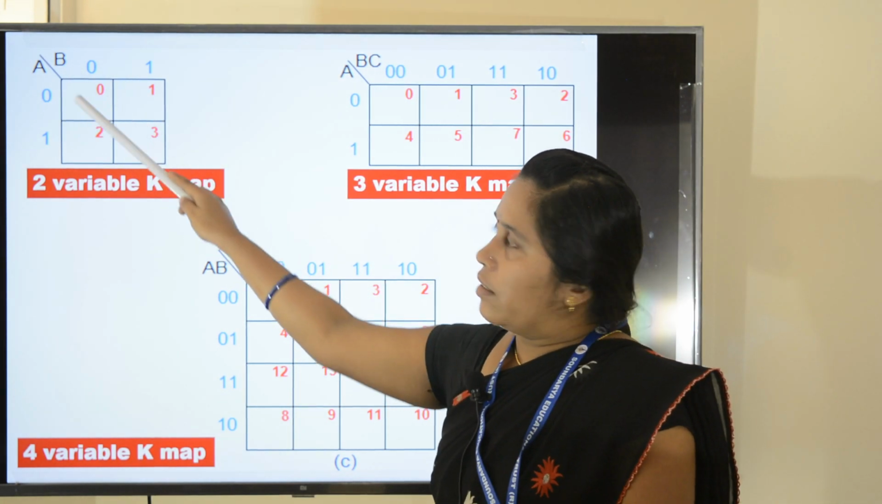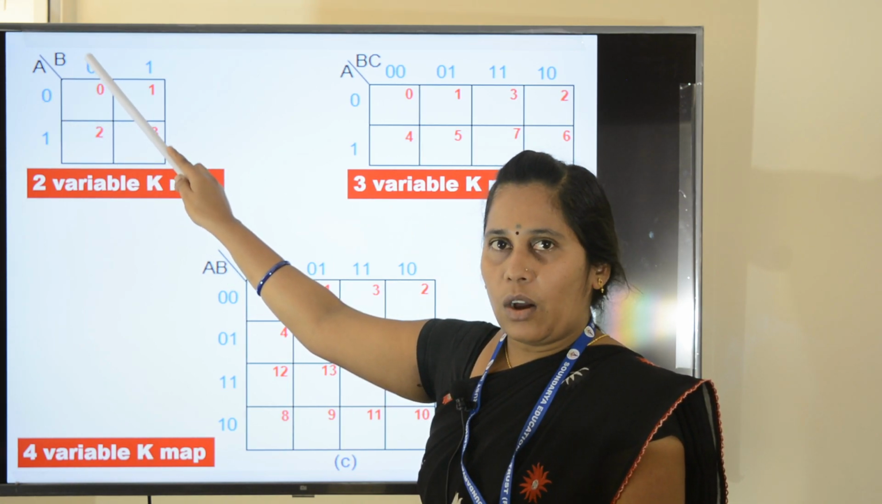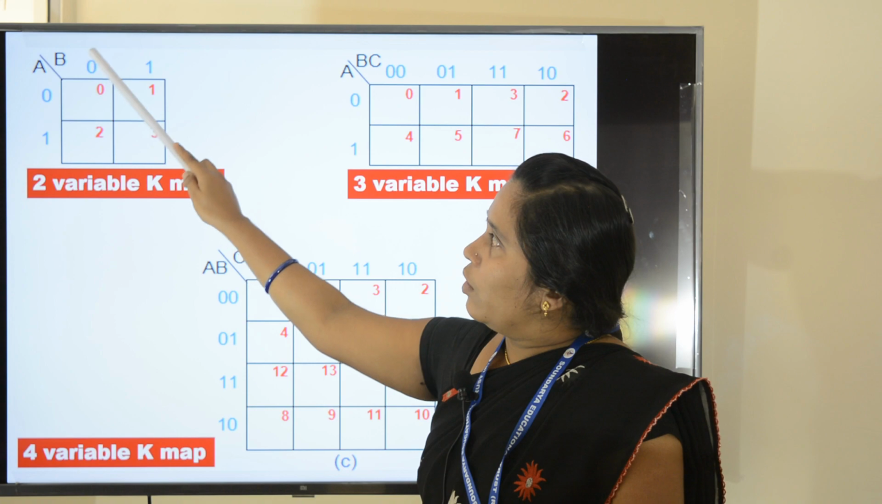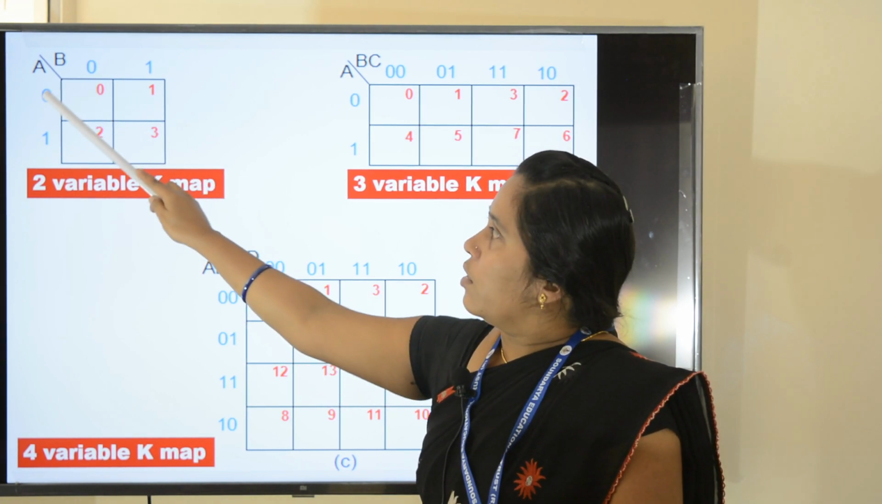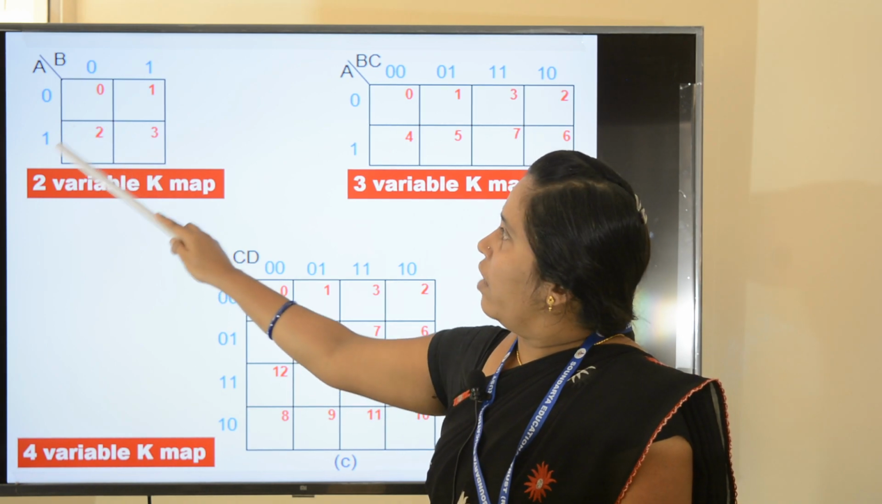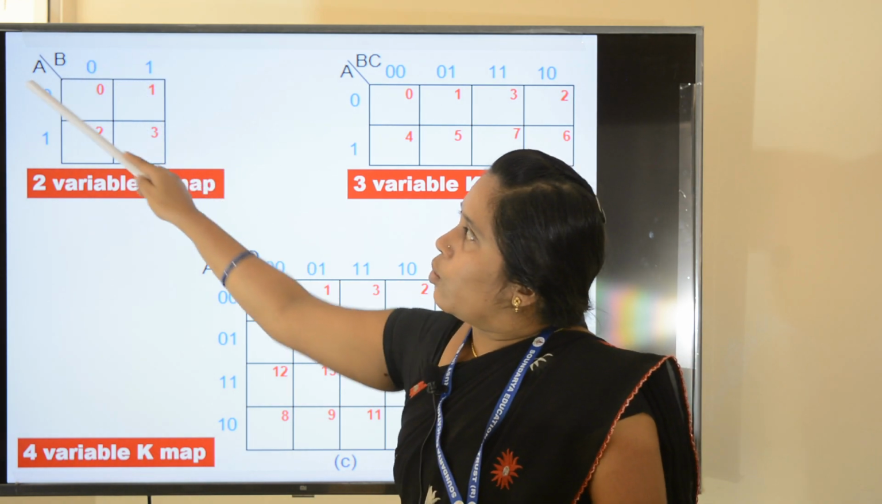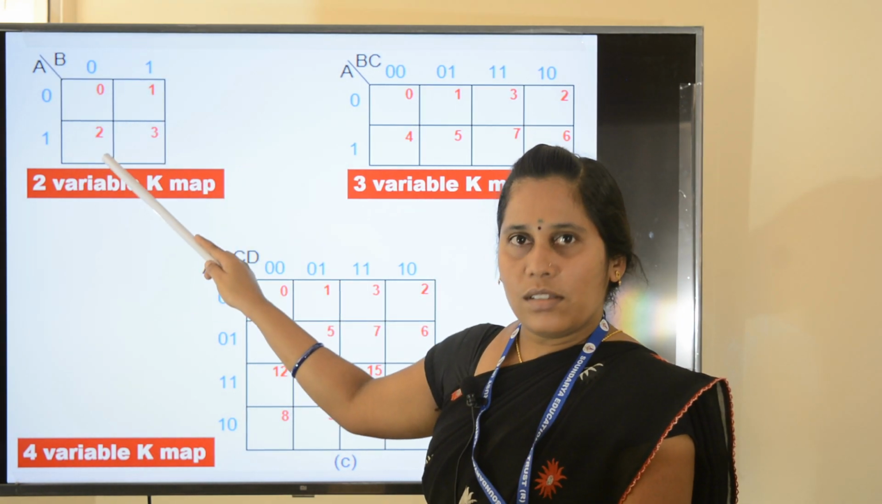Each cell is the product of the row and column, or column and row. So 0 0 is 0, 0 1 is 1, 1 0 is 2, 1 1 is 3. So a 2 variable K-map requires 2 variables and 4 cells.